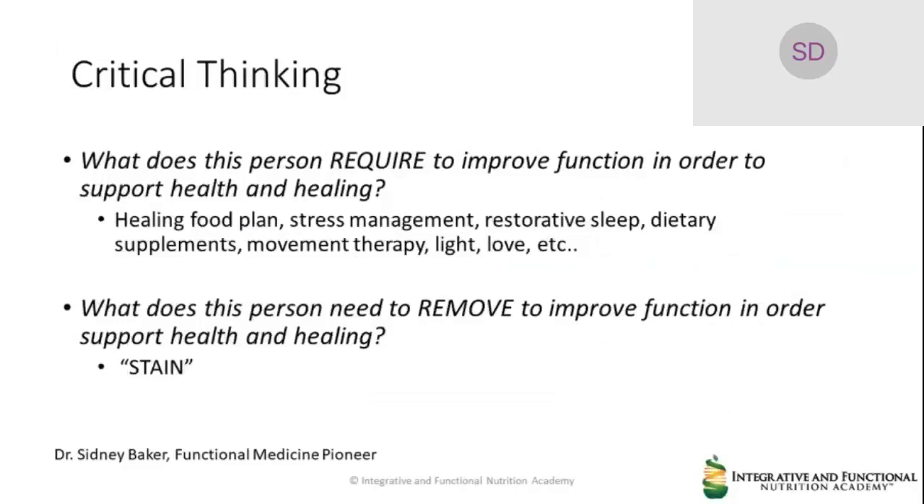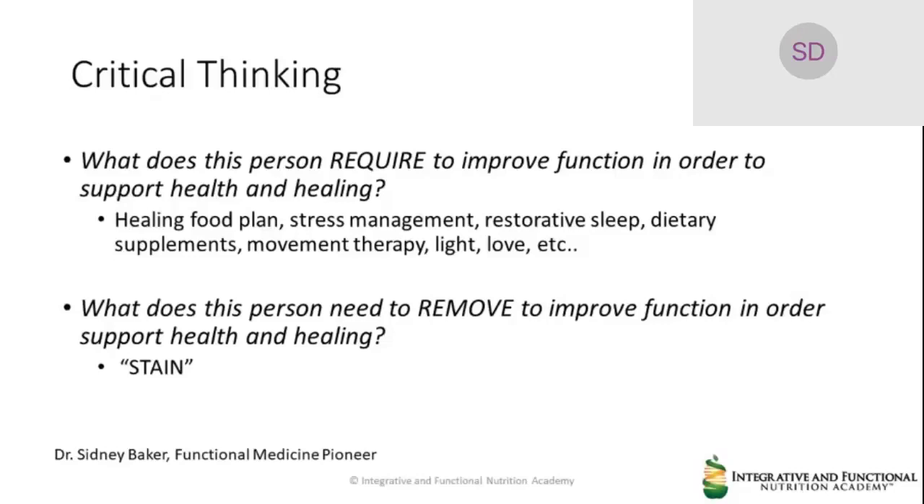So with the plethora of research coming out in personalized medicine, we see that this one-size-fits-all approach is out, and the integrative and functional nutrition or lifestyle medicine approach is now in. And to manage the complexity that's inherent in this approach, a good place to start is a simple approach. You can think of it as sort of the hammer of your toolkit: simply ask the questions, what does this person need or require to improve function in order to support health and healing? Right? So what do they need?